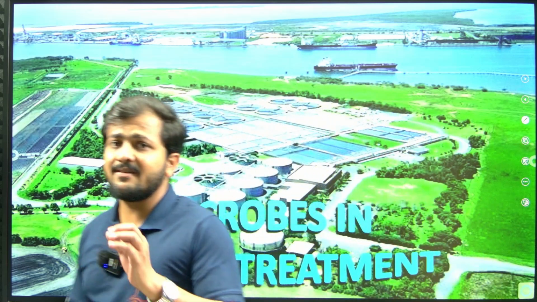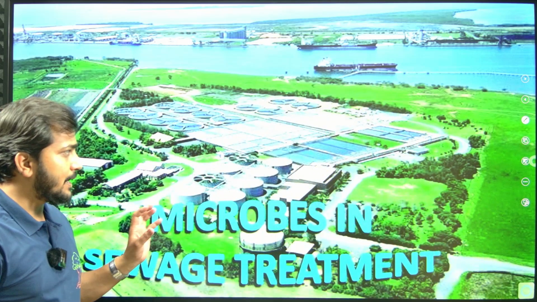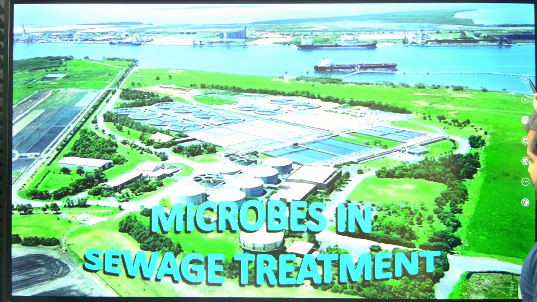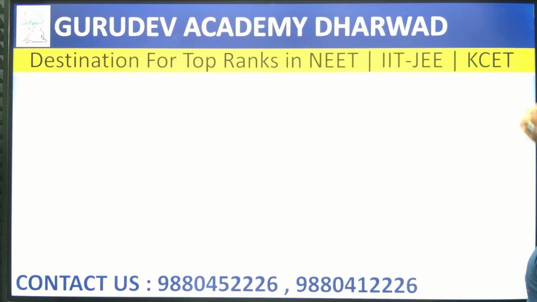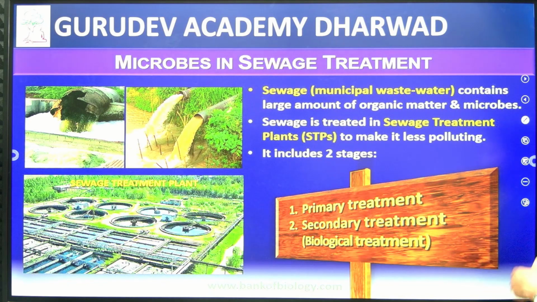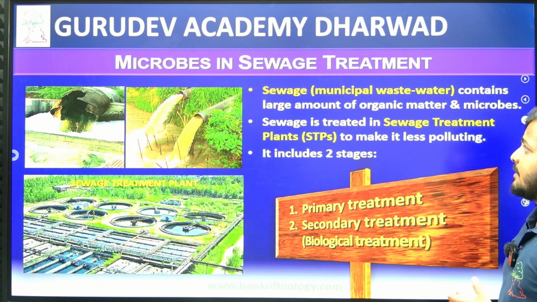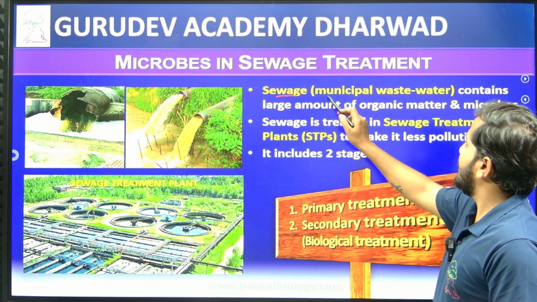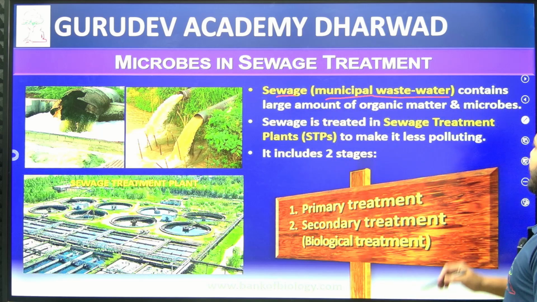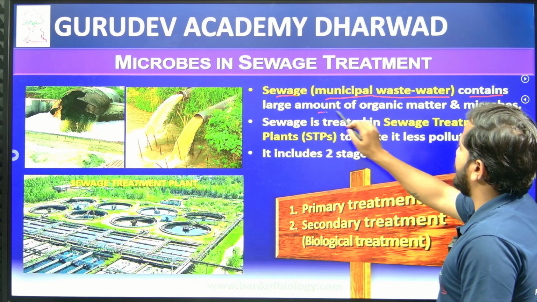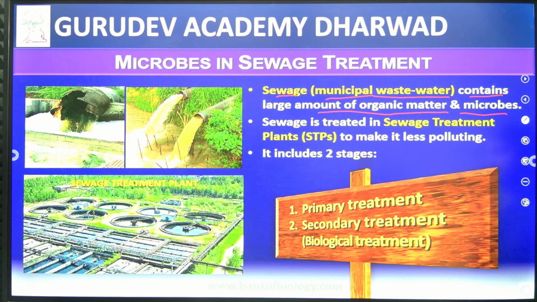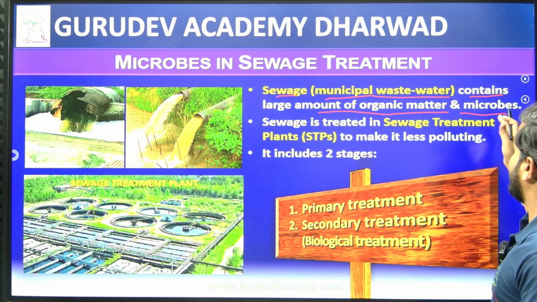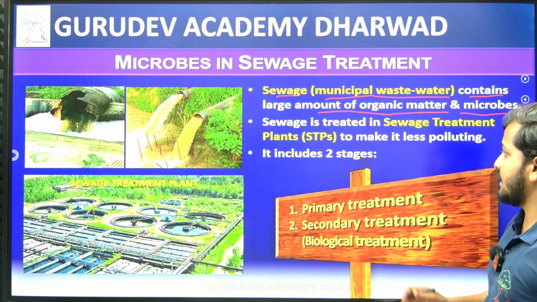Then we'll go ahead with microbes in sewage treatment, right. How are these microorganisms going to help in the treatment of sewage? Sewage means majorly contaminated water. Now consider sewage, mainly municipal wastewater, as it is known. It contains a large amount of organic matter and microbes. It consists of a large amount of organic matter, and lots of microbes can grow over it.